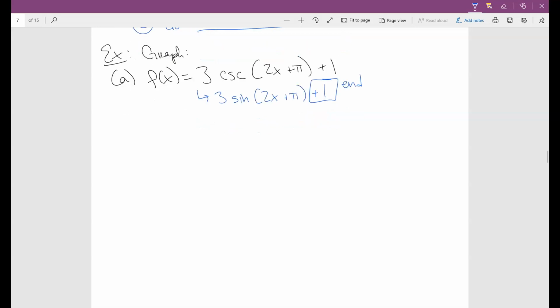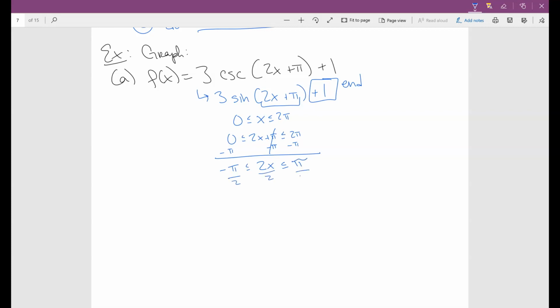All right, so let's start off by drawing this. First, let's start off with the phase shift. We know that x is going to be between 0 and 2 pi. So we're going to have 2x plus pi, with 0 here and 2 pi there. We're going to start off by subtracting pi from all 3 sides. So we get 2x is between negative pi and pi. Then we're going to divide by 2. So x is going to be between negative pi over 2 and pi over 2.